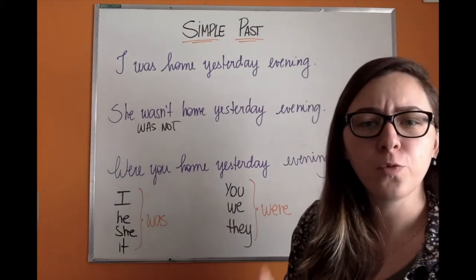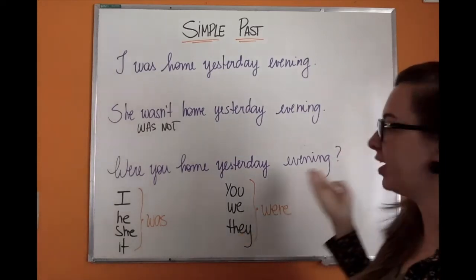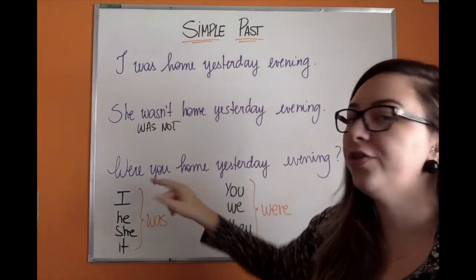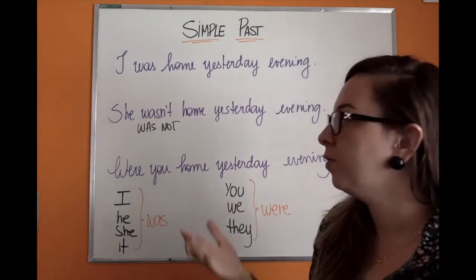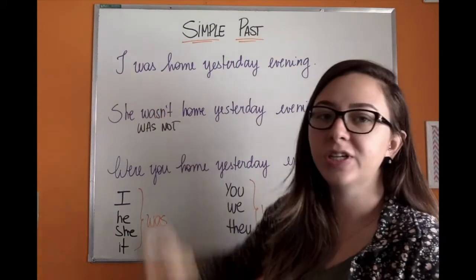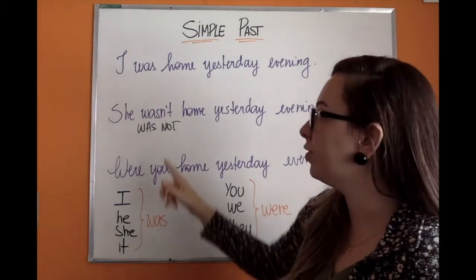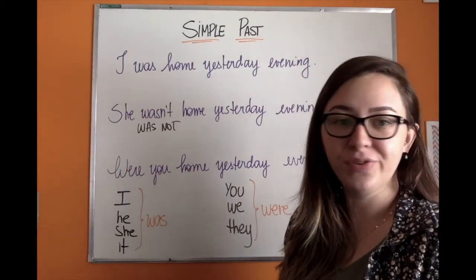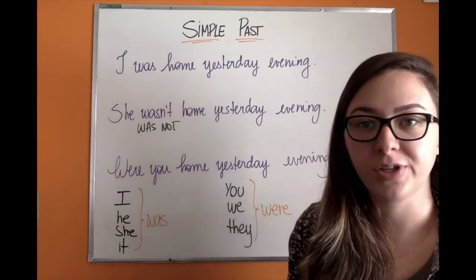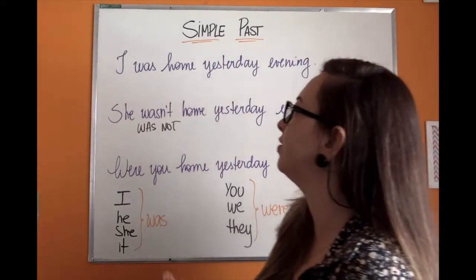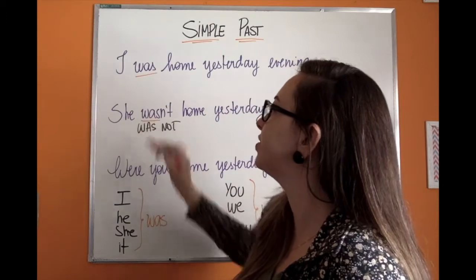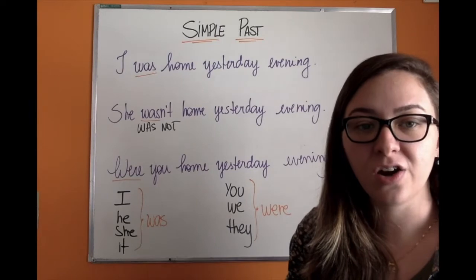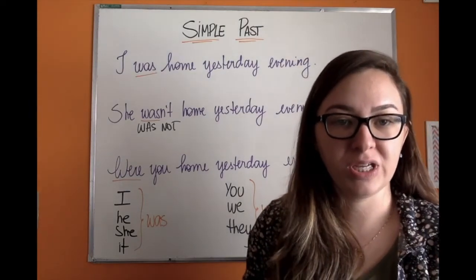Finally, were you home yesterday evening is my question. So here you have an inversion. When you have a question, you invert the affirmative structure. So I was, I? You were, you? Were you is my question. Was in the first sentence, was in the second sentence, and were in the third sentence are all forms of the verb to be in the past.